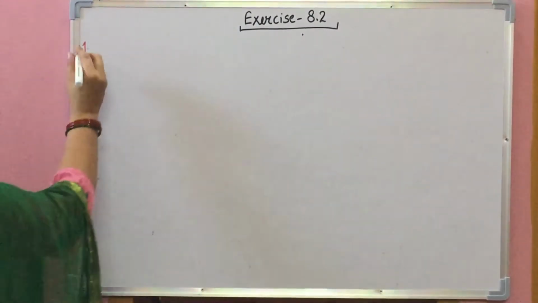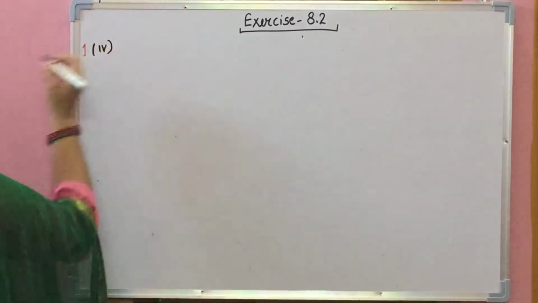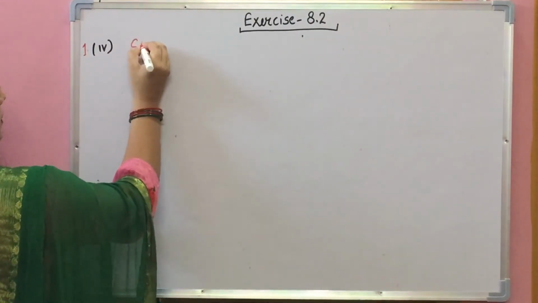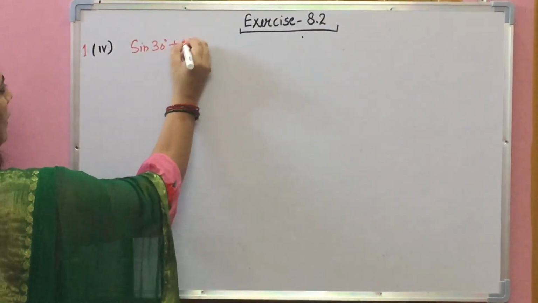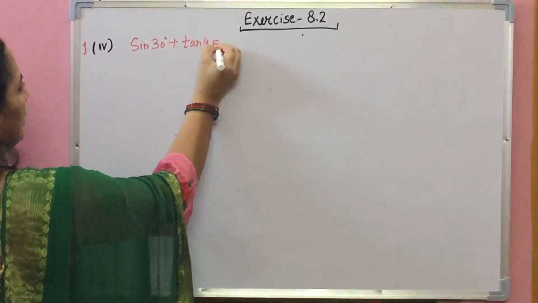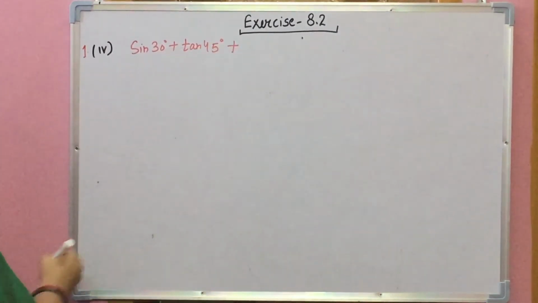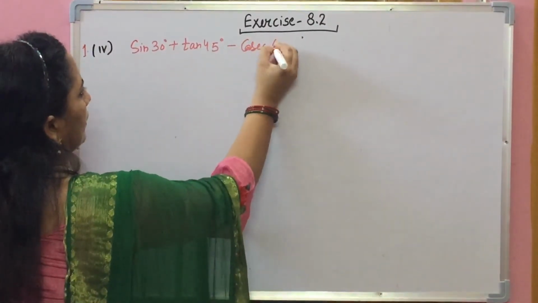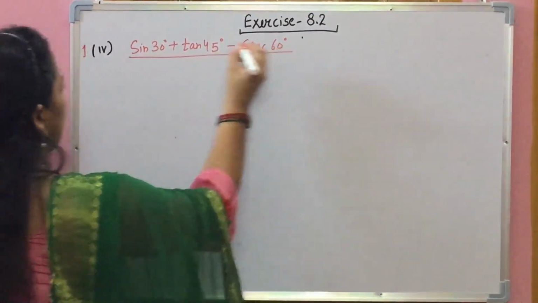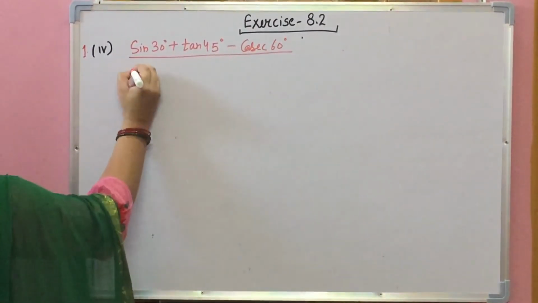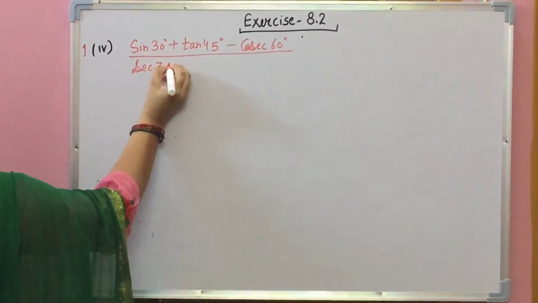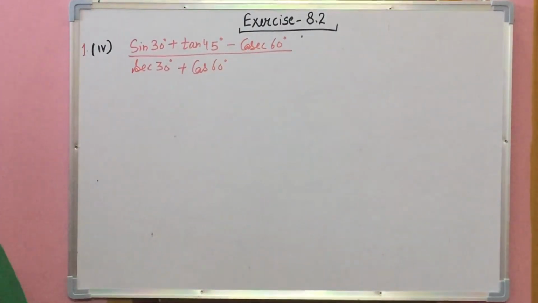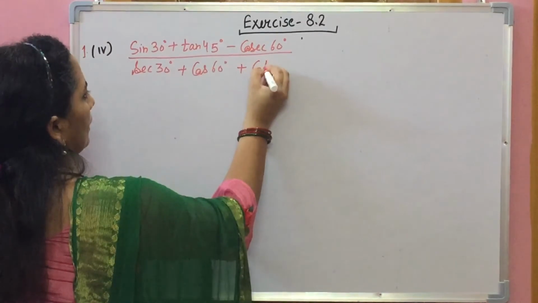Part number 4. Sin 30 plus tan 45, sin 30 plus tangent 45 degree plus minus cosecant 60 degree. In the denominator, secant 30 degree plus cos 60 degree plus cot 45 degree.